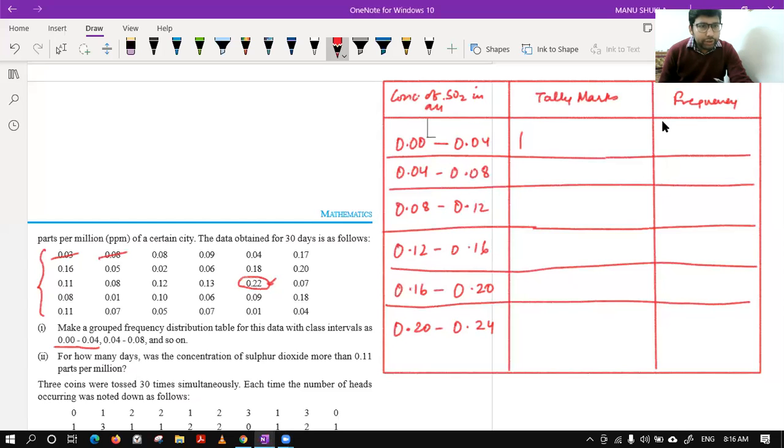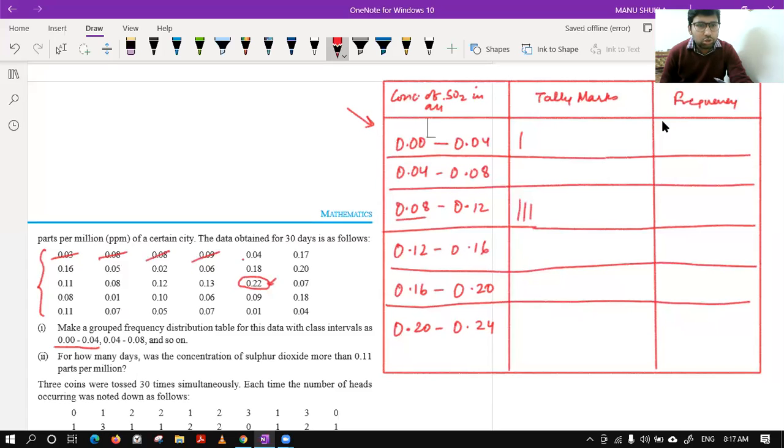Now 0.08 will come in second or third. Please tell. 0.08 will come in third because we have seen this is exclusive data or exclusive class intervals in which we have to include only the lower limits, not the upper limits. So 0.08 will be admitted in this third group. So one tally for that. Again 0.08, one more. 0.09, one more.